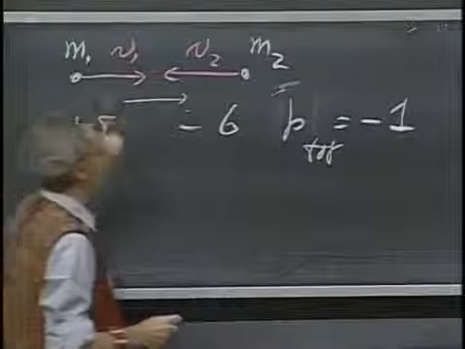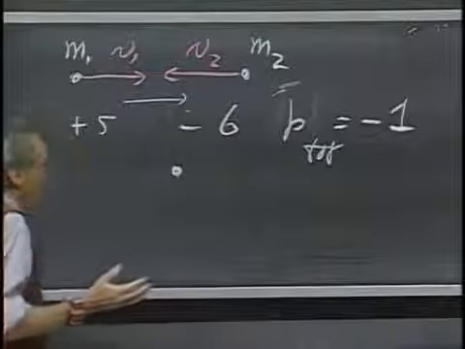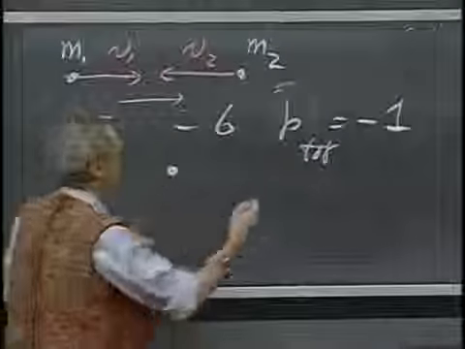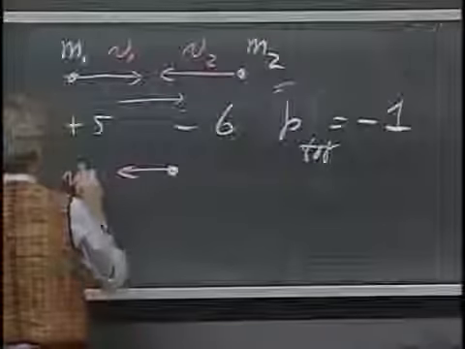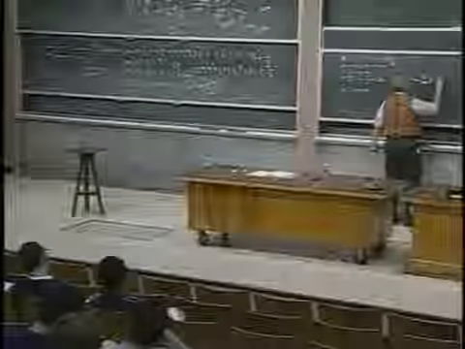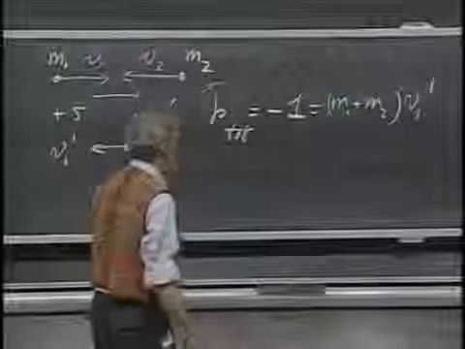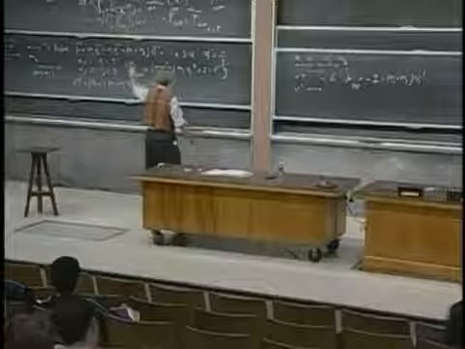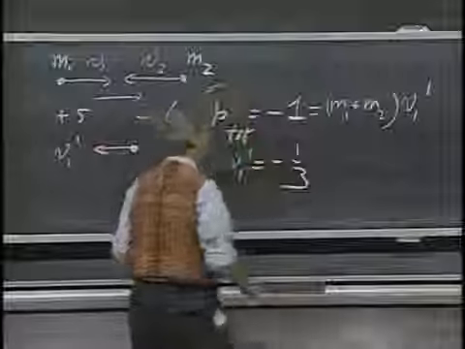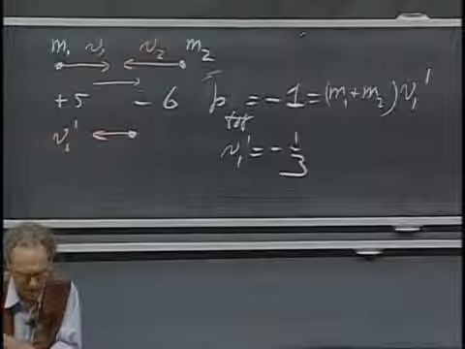So what now is v prime? They stick together. Here they are. Afterwards, I'm not even sure whether they go this way or this way. Yes, I am sure, because the momentum is in this direction, so I predict that v1 prime will be in this direction. And so this equals (m1 plus m2) times the new v1 prime. Well, m1 plus m2 is 1 plus 2 is 3 kilograms, and so you see that v1 prime equals minus 1/3 meters per second. So the whole system now goes off with 1/3 meters per second in this direction.